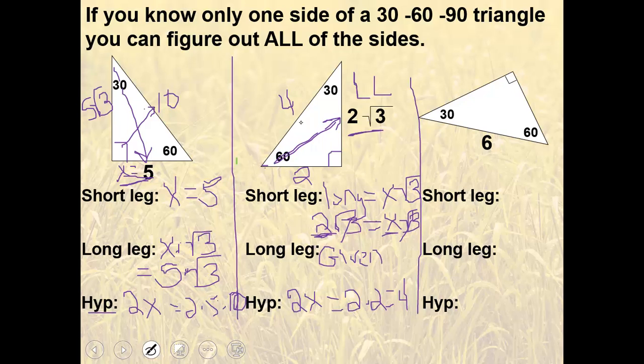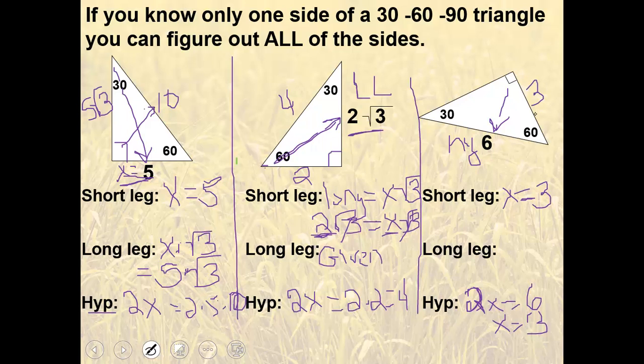Here, they give me my hypotenuse. So I know that 2 times my short leg has to equal 6. Notice how I'm starting down here with the hypotenuse. Okay? Then I divide both sides by 2, which tells me that x has to equal 3. So my short leg, x, has to equal 3.